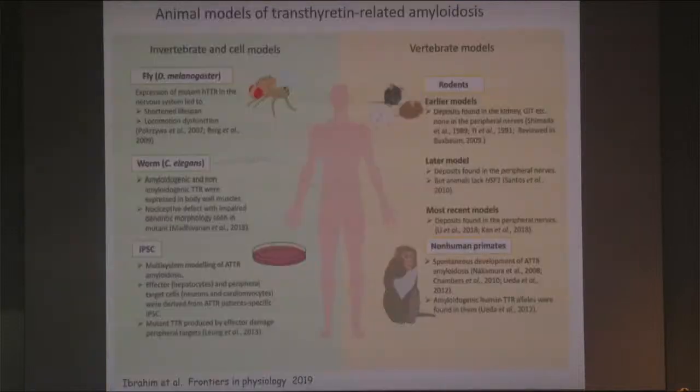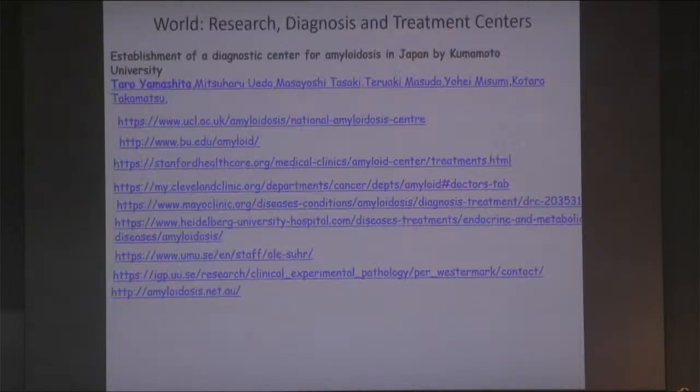And scientists are working on developing various animal models for transthyretin-related amyloidosis. So we have a Drosophila model, C. elegans model, cell models, rodent models, and even monkey models to study heart amyloid. Now, this is only possible because in the world a lot of research, diagnosis, and treatment centers are being established. So I have listed a couple of them, or should I say all of them, here in developed nations.